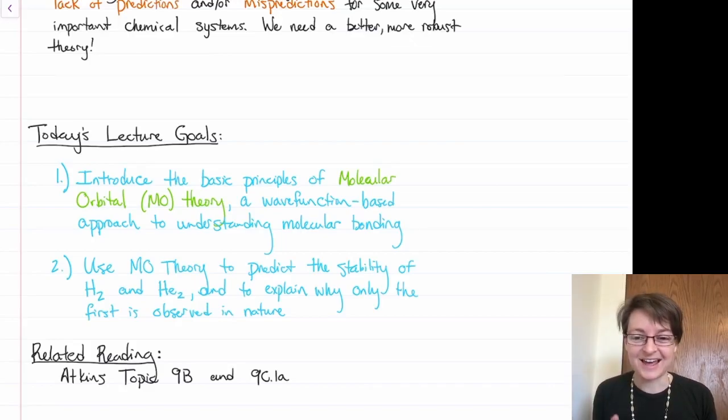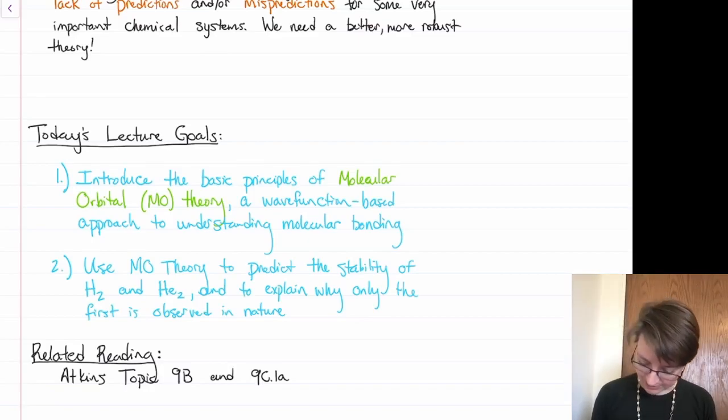Why is it that helium is only observed in nature as a monatomic species, so just He, never He2, but H2 always seems to prefer in nature to be present as a diatomic molecule rather than as a monatomic atom? That's what we're really going to talk about today.